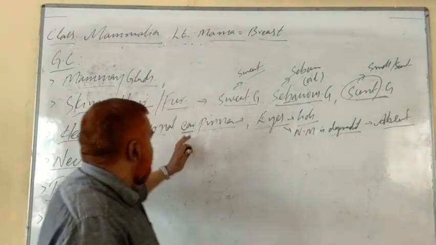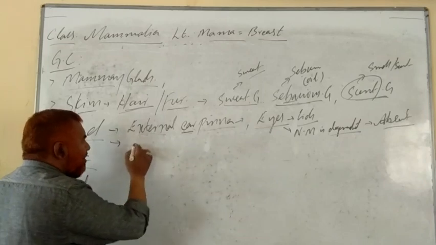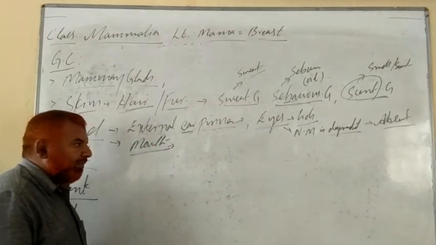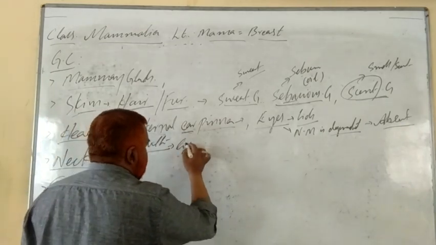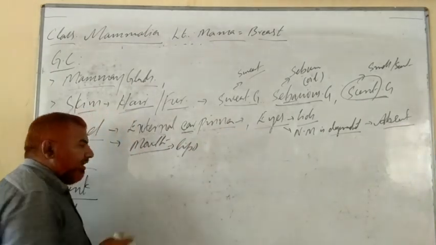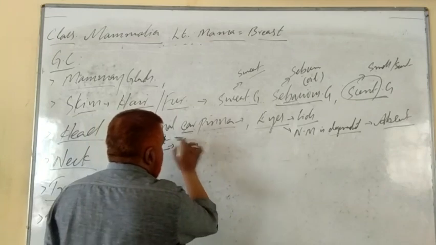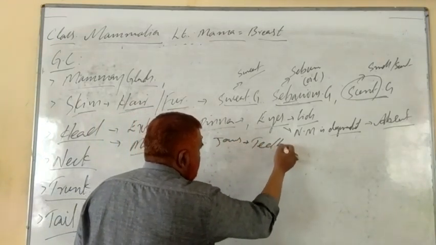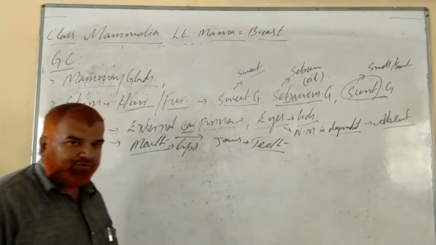Flexible. Apart from that, we have the mouth. What do we have here? Mouth. The mouth is circular, covered by lips. Here, lips. The mouth has jaws with teeth. There are 3 types of teeth, right?